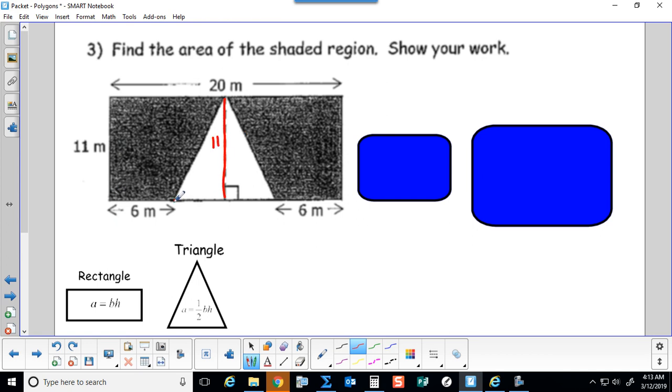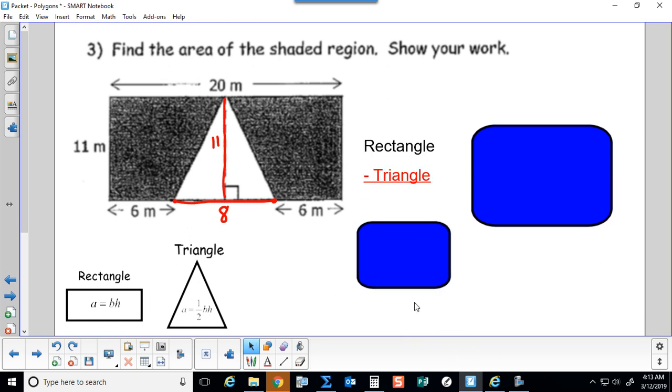Now the base of the triangle is this length. So how we find that is we know the whole rectangle is 20. This region's 6, and this is 6. So 20 minus 6 minus 6, which is 20 minus 12. So the base is 8. So find the area of the shaded region by taking the area of the rectangle minus the area of the triangle.